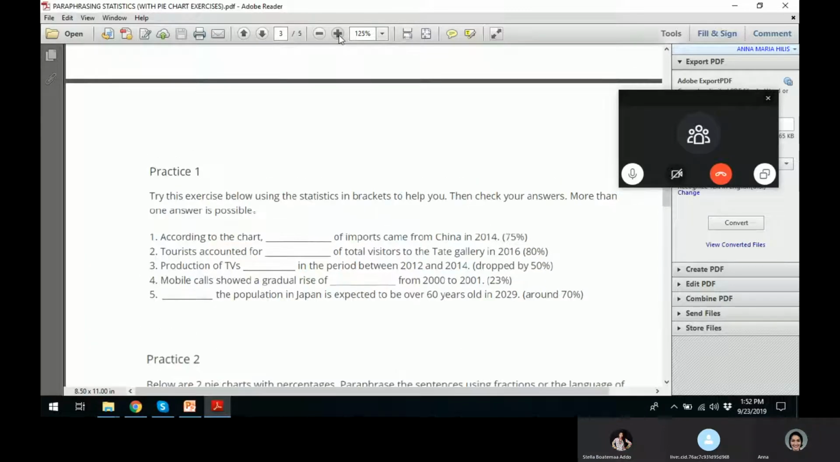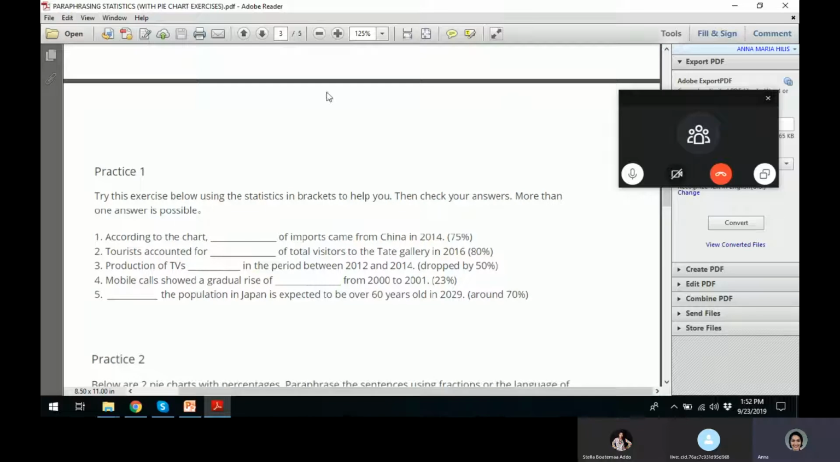Okay, try this. Practice number one. Try this exercise below using the statistics in brackets to help you. Then check your answers. More than one answer is possible. For each of the numbers, there is a percentage in brackets at the end of each. Let's try number one. So 75%. According to the chart, 75% of imports came from China in 2014.